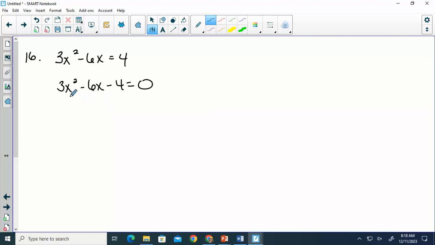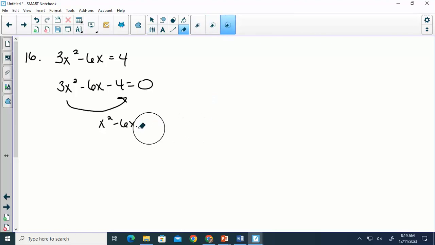Yeah, we probably try slip and slide next. There's no greatest common factor. Make sure if you are doing slip and slide, you always pull out that greatest common factor first. So if we did this, is there anything that multiplies to negative 12 and adds to negative 6? No. So if slip and slide fails, we have two options.